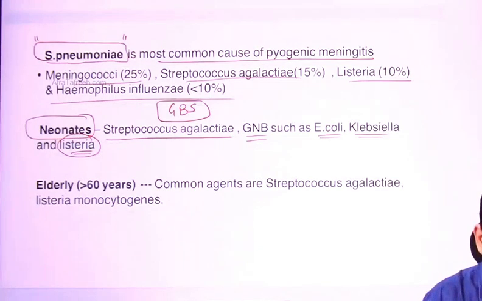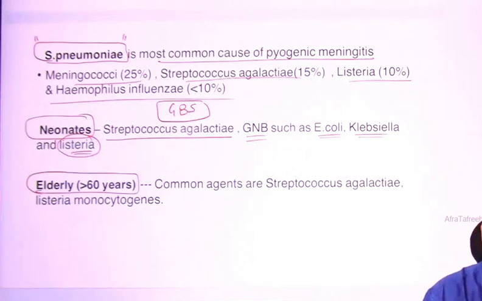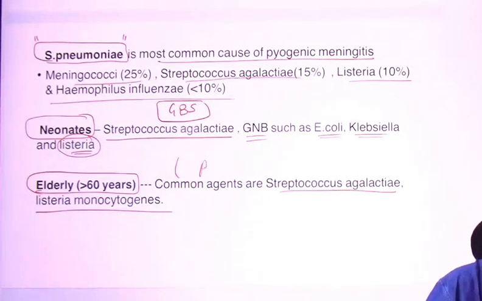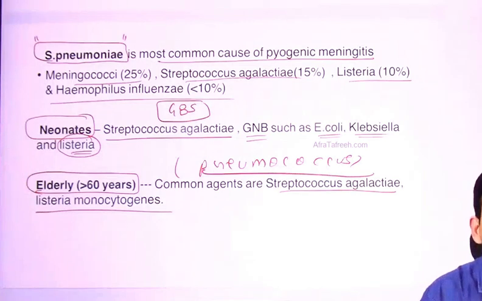And the gram-negative bacteria like E. coli, Klebsiella, and even the Listeria. Listeria goes in extremes. Okay, here also and in the old age also, the Listeria can be there. Fine. Then elderly, more than 60 years. Again, the common agents are Streptococcus pneumoniae, Listeria monocytogenes, and even here also I want to say that pneumococcus is number one. Okay, so pneumococcus is number one in all the age groups except the neonates.